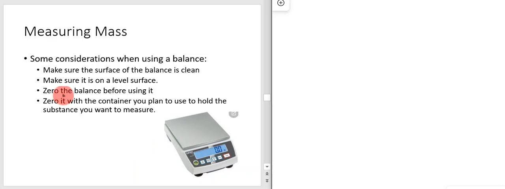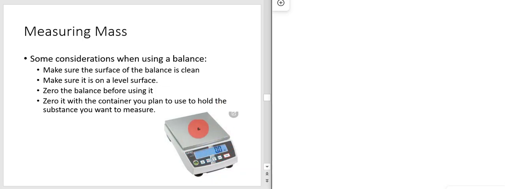The other one is zero the balance. There's a button on the balance that zeros it, so it sets the balance at zero. Zero it with a container you plan to use to hold the substance that you want to measure. Typically you don't just spill a powder, for example, directly onto the pan on the balance. What you'll do is use a weighing boat or a little piece of paper that you'll put on the balance. You will zero the balance and then you will weigh it.